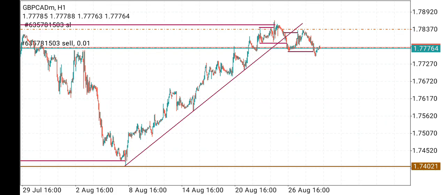So recently I saw something on GBP CAD, and I feel that it's something I need to share with the general public. Maybe you can learn from it.